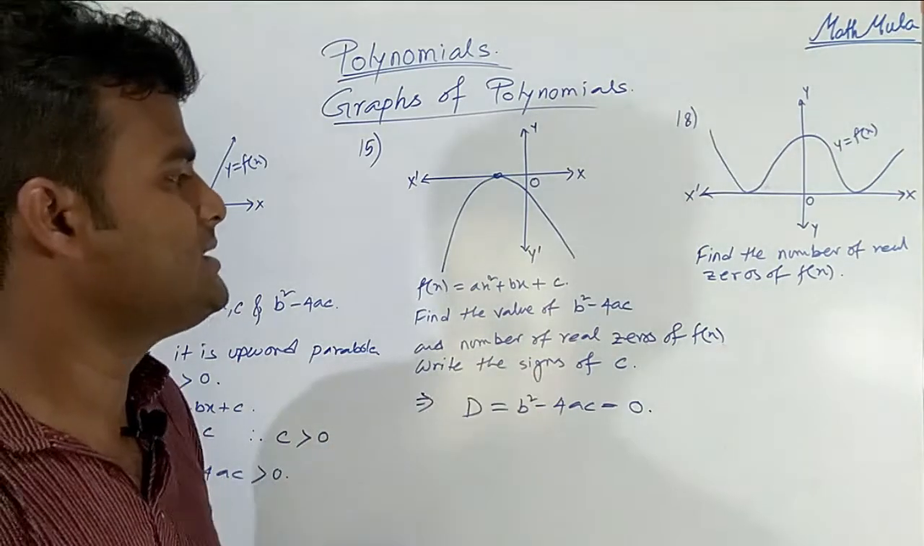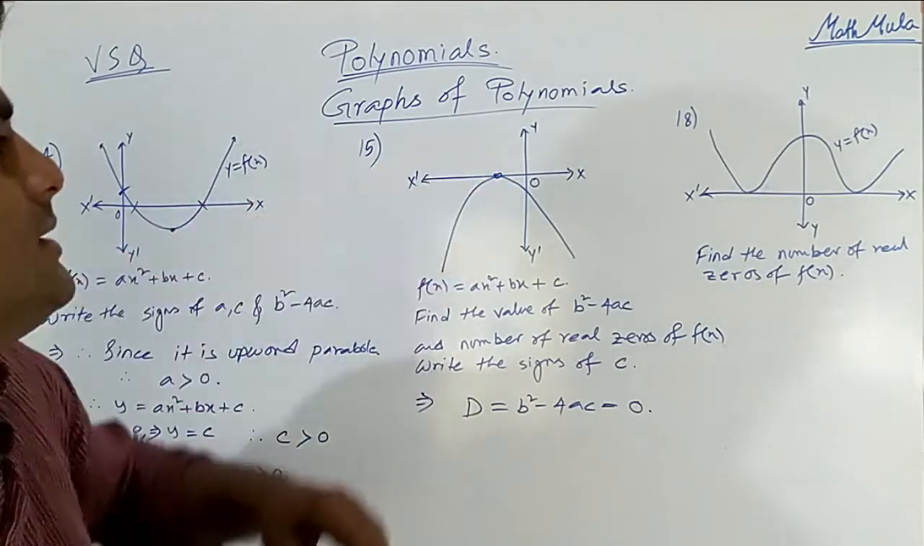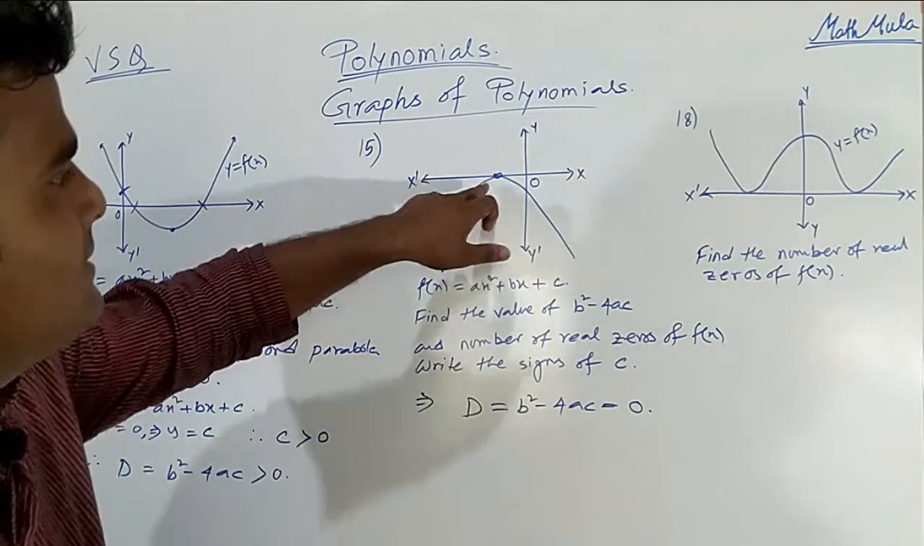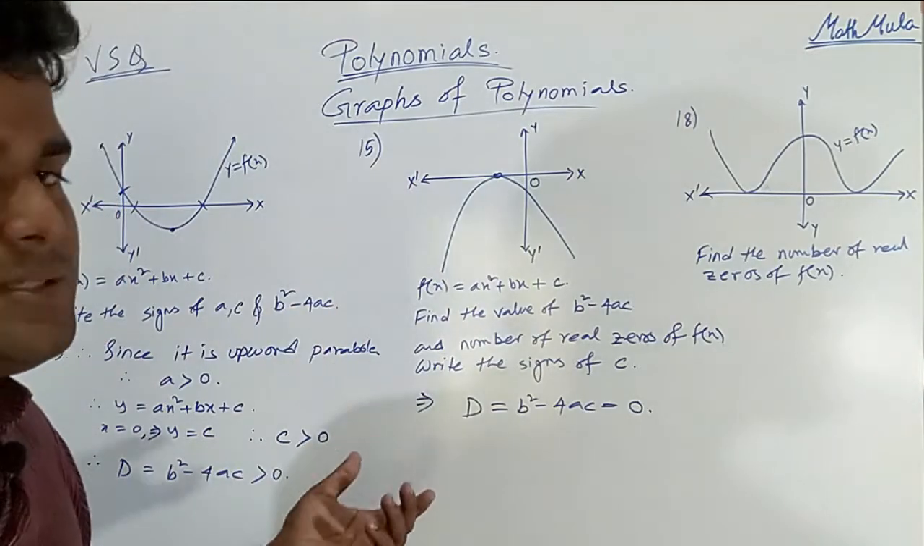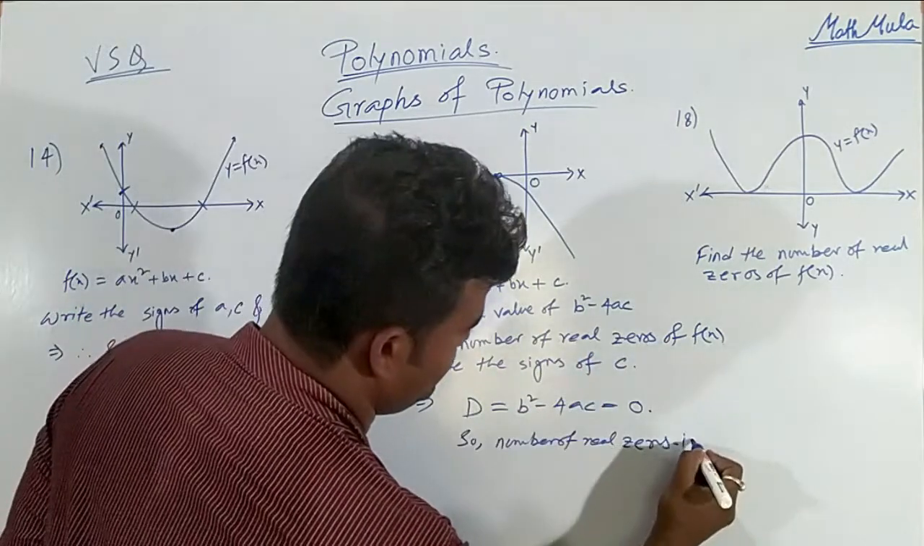And the number of real zeros, we can easily see that this is a quadratic polynomial. So it has two real roots and the curve touches the x-axis, that means it has two equal real roots. So the number of real zeros is 2.